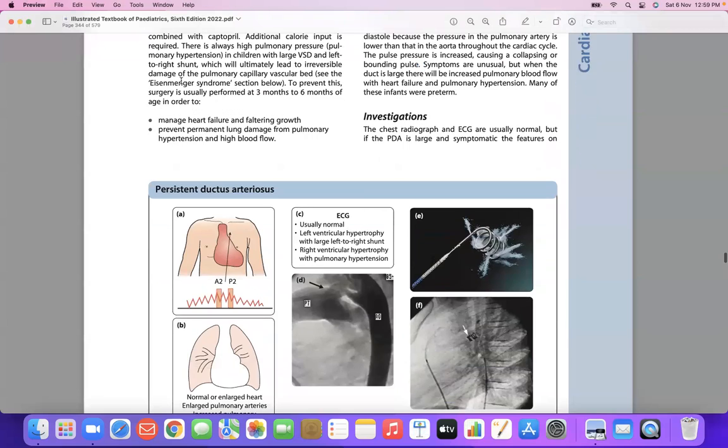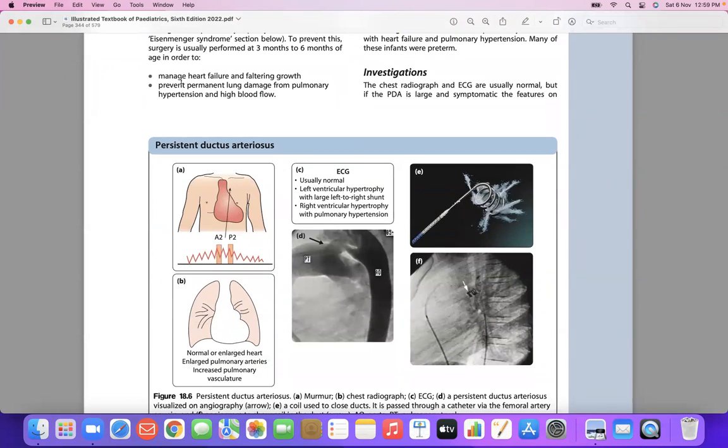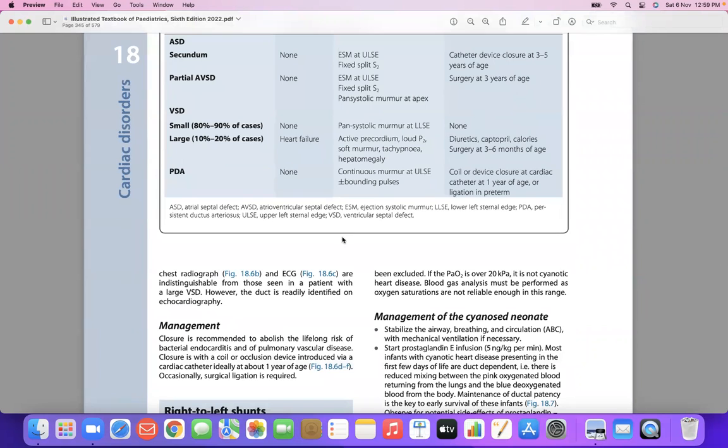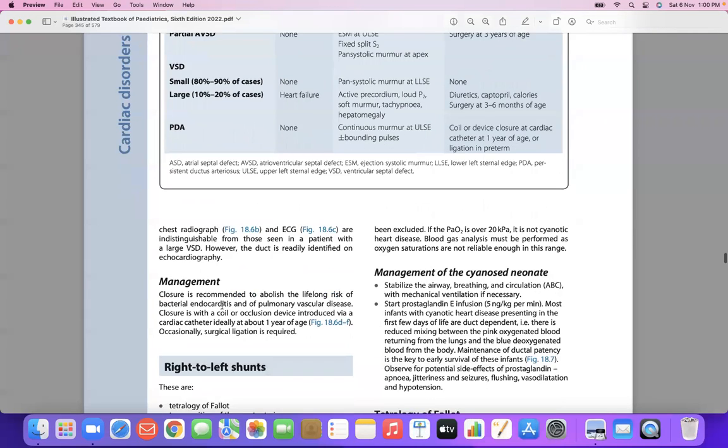Clinical features and all we know. I'll just read only the investigation and management part. Chest radiography and ECG are usually normal, but if the PDA is large and symptomatic, features on chest radiograph are indistinguishable from those seen in a patient with a large VSD. So a large VSD and PDA will present in the same way because it is a large left to right shunt. However, the duct is readily identified on echocardiography. Echocardiography will give you the picture.